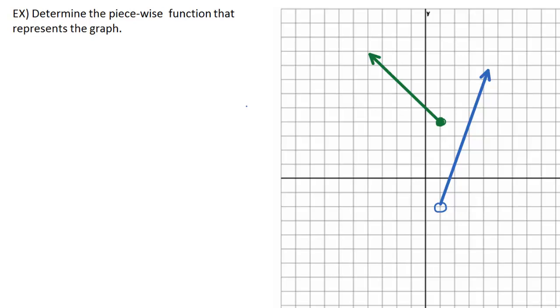Alright, in this video we've got a graph, a couple lines, and we want to come up with the piecewise function that represents this graph. So the first thing we're going to do is call out this green line right here. We need to come up with an equation that represents that.